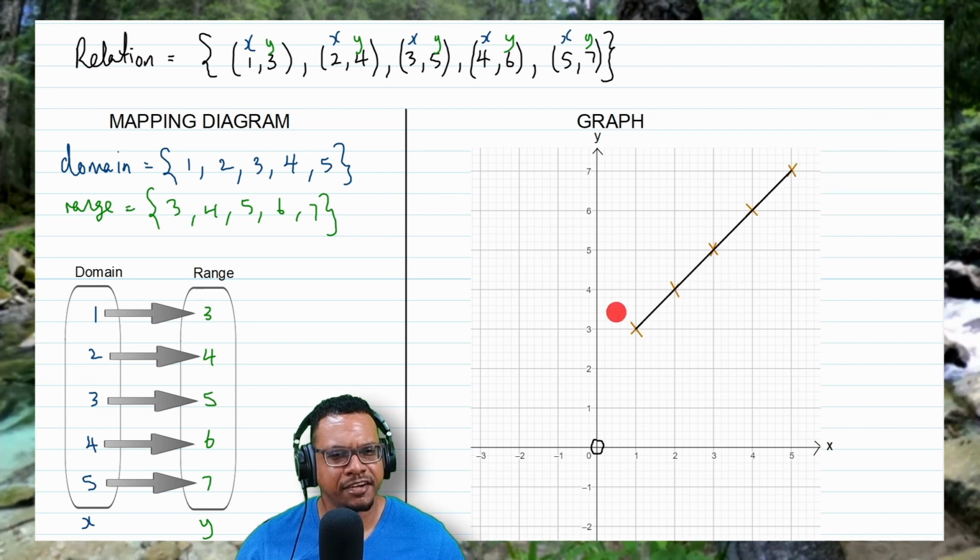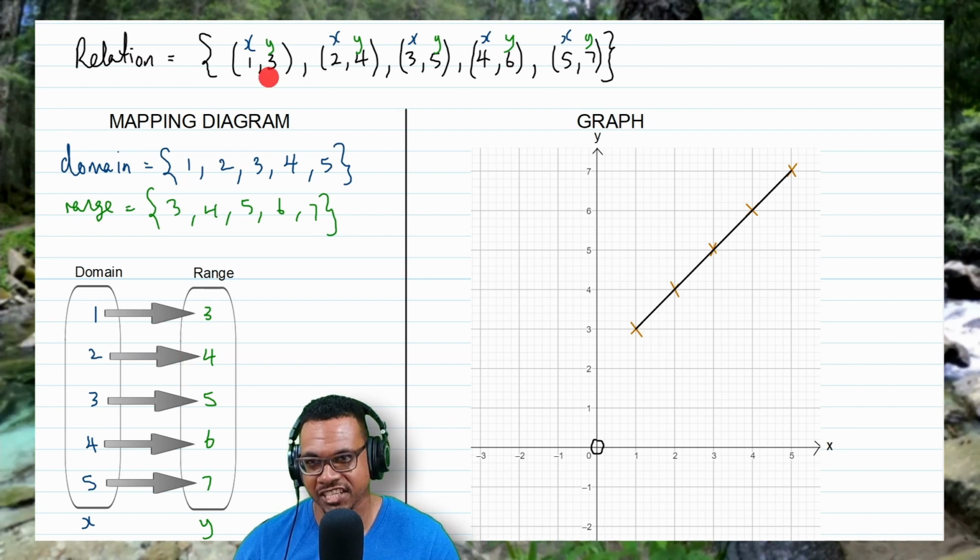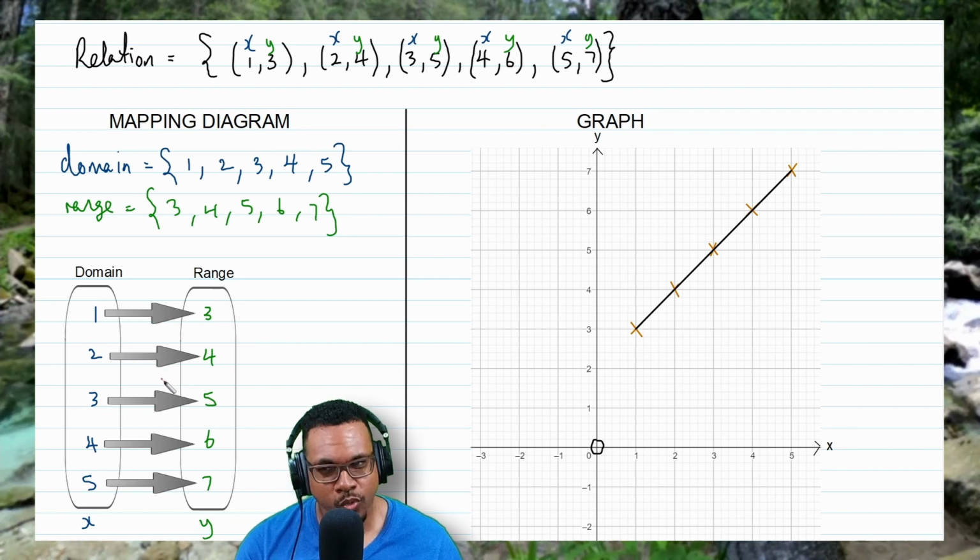And this would be my graph to represent this mapping diagram, which represents this relation, which is the set of ordered pairs. Now, one thing I want to point out about the mapping diagram is that the arrows on a mapping diagram always point from domain to range.